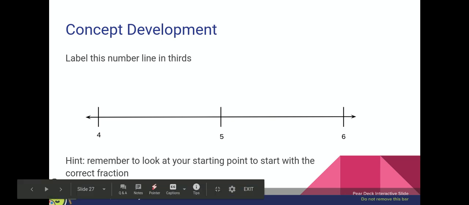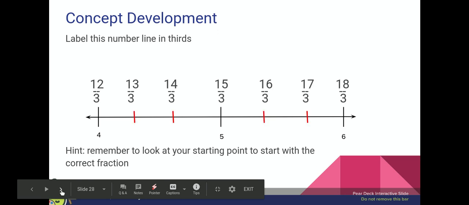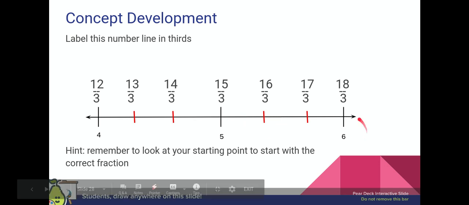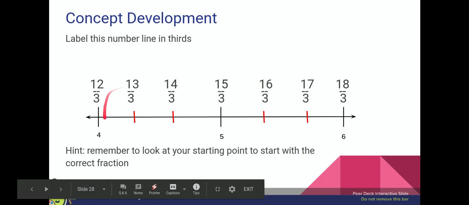Good job, guys. Let's go ahead and look at the next slide. So as you can see, my red lines here are where I marked into my thirds. So I have 1/3, 2/3, 3/3. Then I have another 1/3, 2/3, 3/3. So each interval has 3/3.